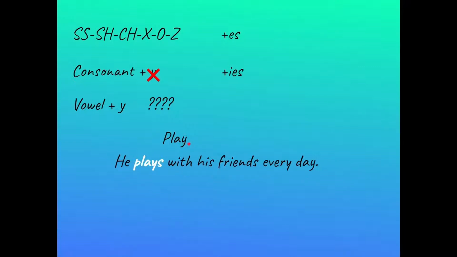So, when I find a verb ending in Y, I will just take a look at the letter before the Y. If it's a consonant, like fry and cry, I will cross the Y and add IES. If it's a vowel, A, E, I, O, U, any letter from these 5, I will put it as it is and add an S. Plays.